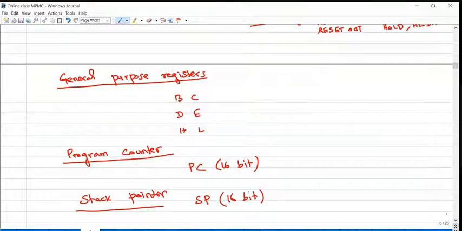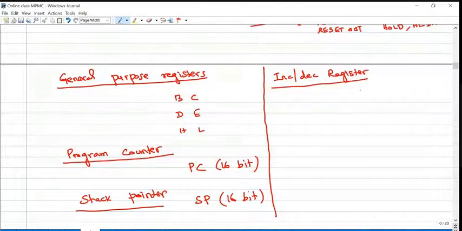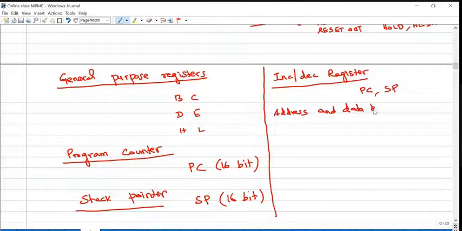And then the general purpose registers, program counter, and stack pointer, and then the increment and decrement registers. These registers are used to increment or decrement the program counter and stack pointer values. And then the address and data buffer.